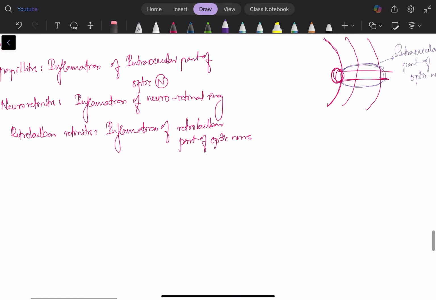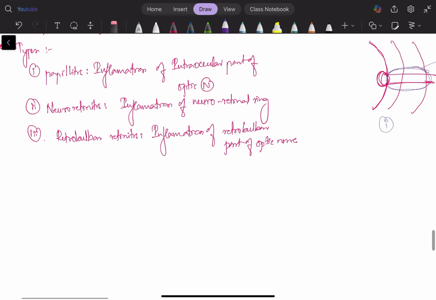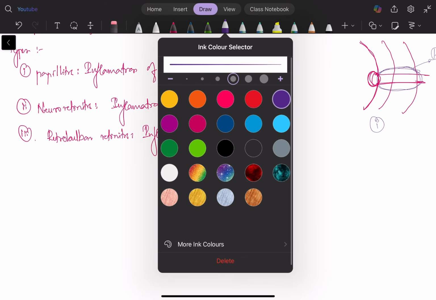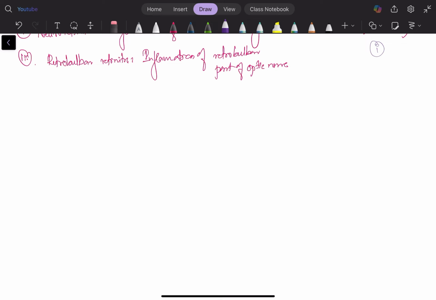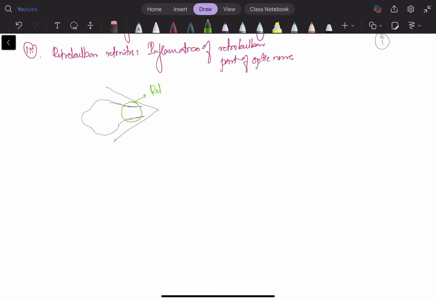Then, sir, you drew only one diagram but wrote three types. Okay, let's draw the other types. I don't want to show my drawing skills, so I was avoiding. Okay. This is, yes, I guess, your retrobulbar type.